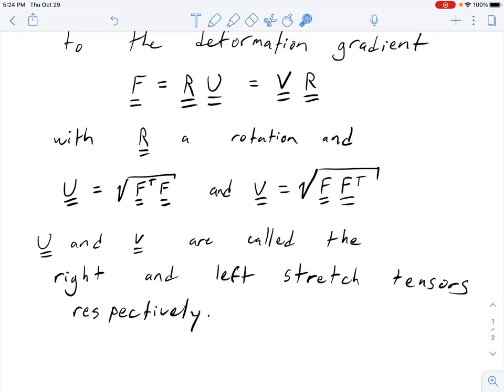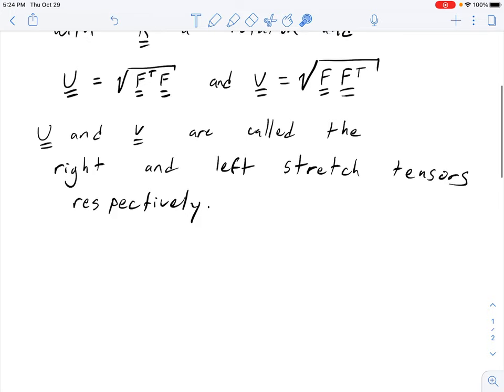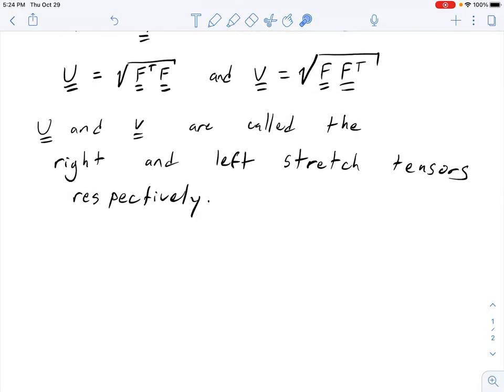But then if you want to calculate the square root of a matrix, you're pretty much stuck diagonalizing it, which is a nasty hard problem in general, even though it's a symmetric matrix. If it were a general matrix, it could be a real problem to calculate, but even diagonalizing a symmetric one is not necessarily all that easy. All right, so because of that, we're going to tend to work more with the squares of U and V, which are the right and left Cauchy-Green deformation tensors. Sometimes they just call them the right and left Cauchy-Green tensors.